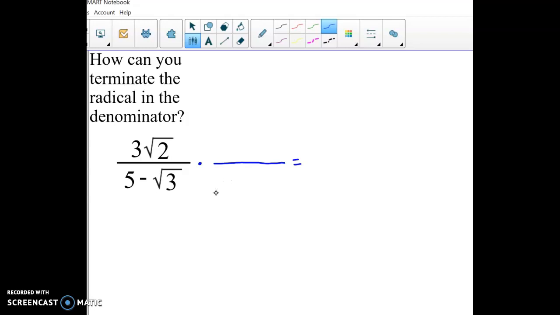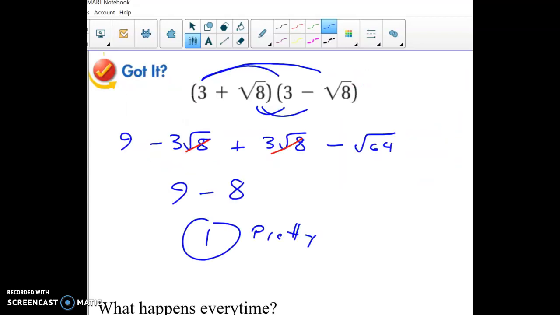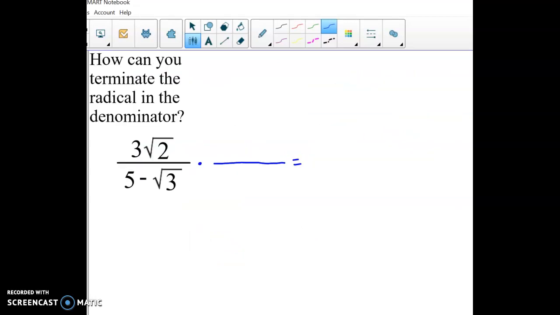Okay, so the deal is you want to do the conjugate. And the reason is it cleans up. If you go back and look at our conjugate questions, when you multiply by the conjugate, it comes out nice and pretty. So we're going to do that same thing here, where we take the conjugate of our denominator, which would just be 5 plus radical 3, and multiply that with the top and bottom.